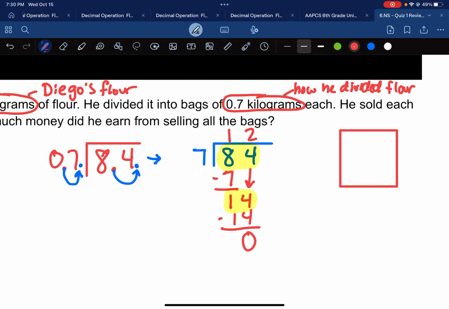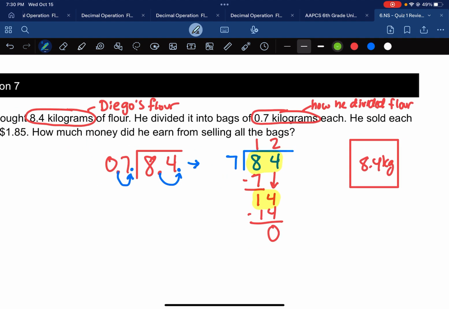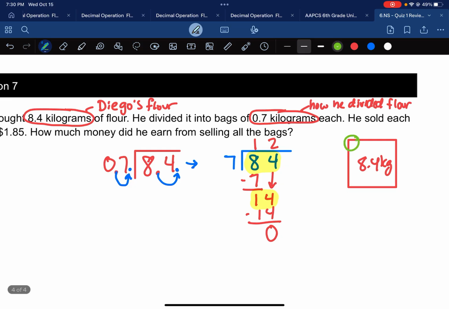This represents flour, and there are 8.4 kilograms of flour, right? Now, what's happening is that he's splitting it up into bags of 0.7 kilograms each. So he's going to split it up. So this is a bag of 0.7 kilograms. That's a bag. Bag, bag, bag, bag. And I wrote 12 of them because that's exactly what's happening. We have 12 of these little bags.